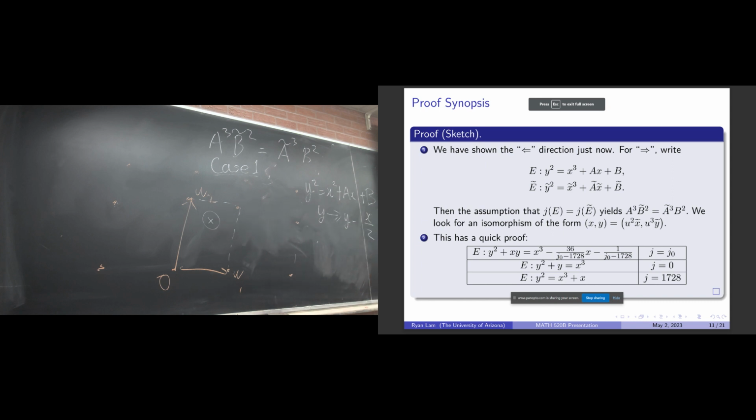And okay, here are three curves. If you do this coordinate change, then you will have a root of 0 on the right hand side. So in this row, obviously J naught can't be 1728, but it also can't be 0.